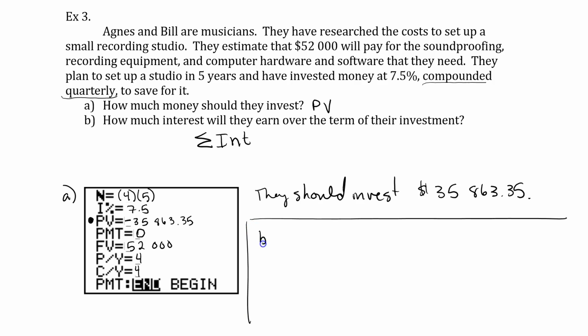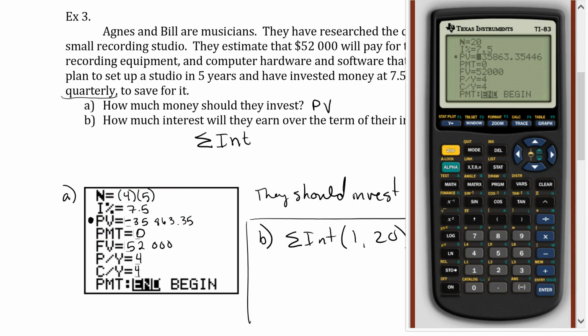What about our B? This is literally how easy it is, guys. Sum int, open bracket, 1, 20. And again, this sum interest formula uses the current values that are placed in our TVM Solver. So you can't go back to this question with different values in your TVM Solver and come out with the right answer. You have to ensure that your TVM Solver has the current question's data in it.